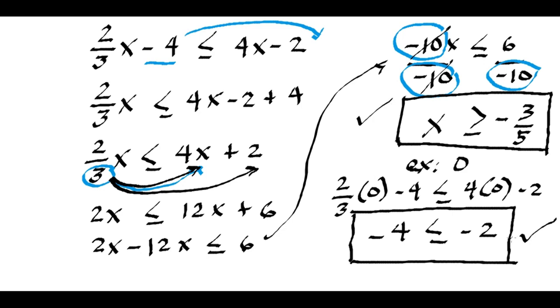Diba? Negative 4 is less than negative 2 kasi sa number line, habang lumalayo ka kay 0, lalong lumiliit yung value mo. Nandito ang negative 2, so nandito ang negative 4. So therefore, ang negative 4 ay less than negative 2. Diba? Nandito yung 0. Okay, so kung tama yung checking, ibig sabihin tama yung sagot natin. So that is our checking. So that is our review for solving inequality.